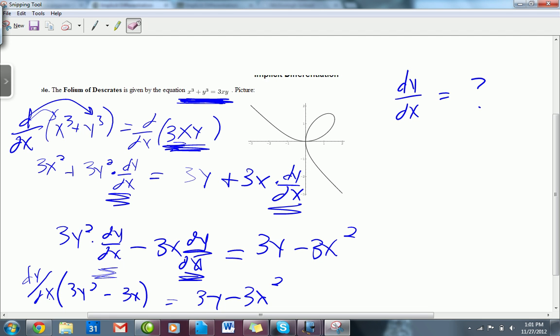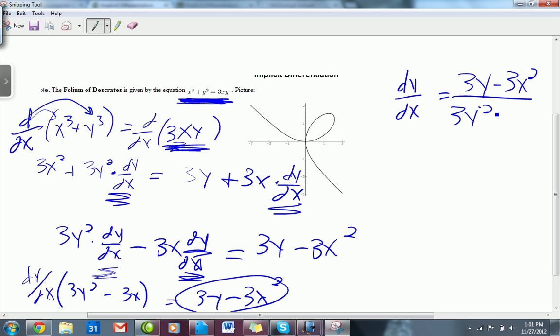So now to answer the question and solve for dy/dx, now that I have dy/dx isolated here, I'm going to divide both sides by 3y squared minus 3x. So I end up with, on top, a lot of 3's, that's this piece, divided by the 3y squared minus 3x, the bottom piece. Okay, that's a little messier problem, a little more difficult algebra, but certainly doable.